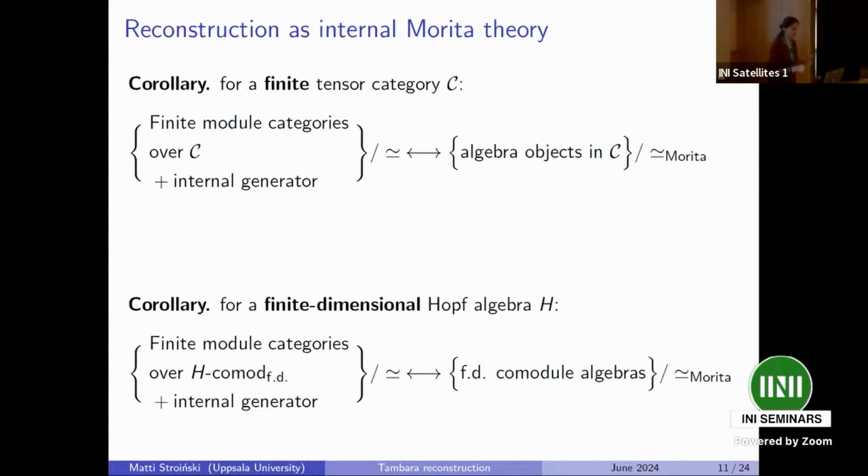And this can be rephrased nicely in terms of Hopf algebras. In the special case where C is just comodules over some Hopf algebra, then these module categories can be described in terms of comodule algebras up to suitable Morita equivalence.